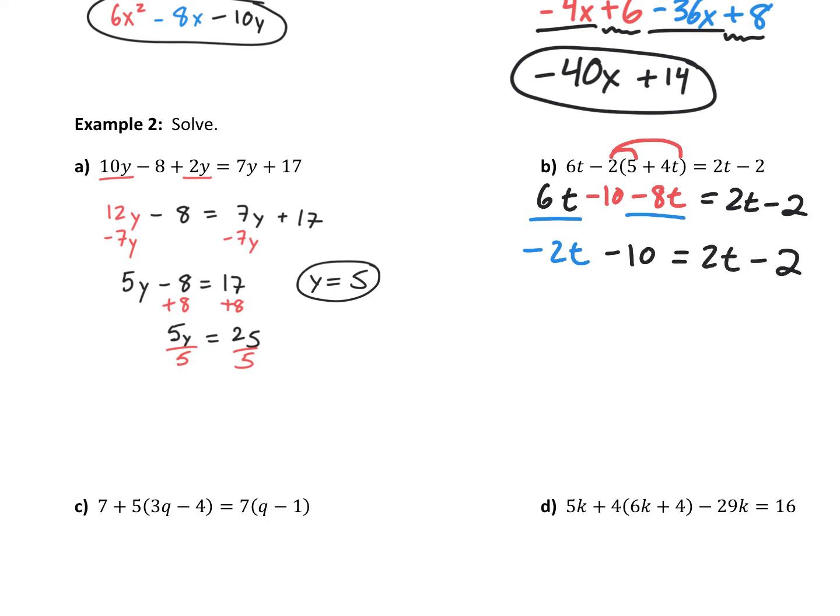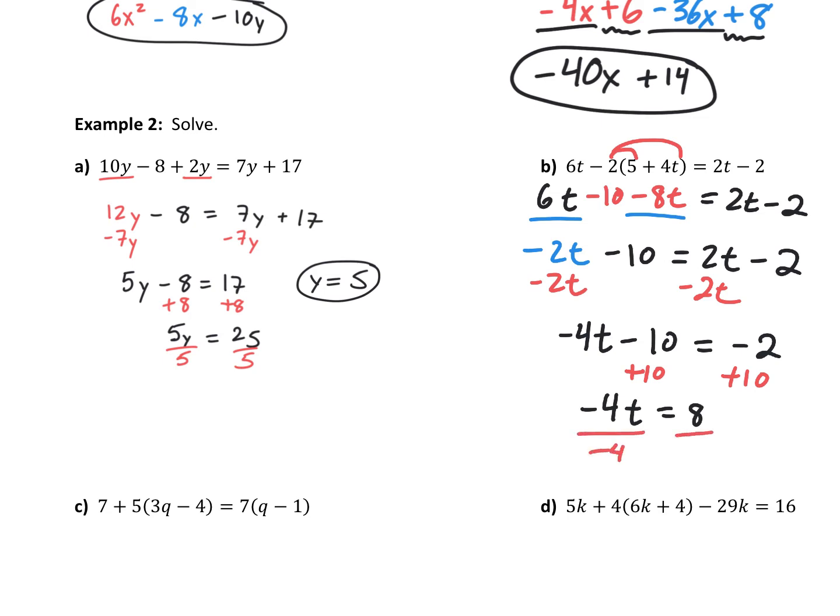We're going to subtract 2t on both sides because I do not like variables on the right side. So we have negative 4t minus 10 equals negative 2, and we're just going to solve it like A. So add 10 to both sides. So negative 4t equals 8. Make sure to put the negative sign. There it is. And then divide by negative 4. So t equals negative 2.